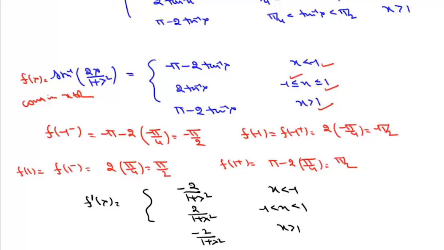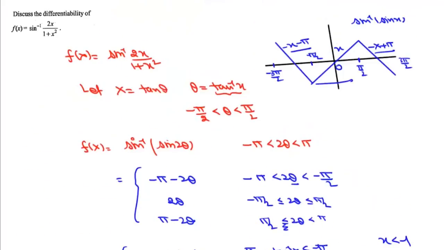Now the left hand derivative f dash minus 1 negative will be minus 1, and f dash minus 1 positive will be plus 1. So it is not differentiable at minus 1. In the same way, f dash 1 negative is 1, and f dash 1 positive is minus 1. So it is not differentiable at 1. So this function sine inverse of 2x upon 1 plus x square is not differentiable at x equals minus 1 and x equals plus 1.